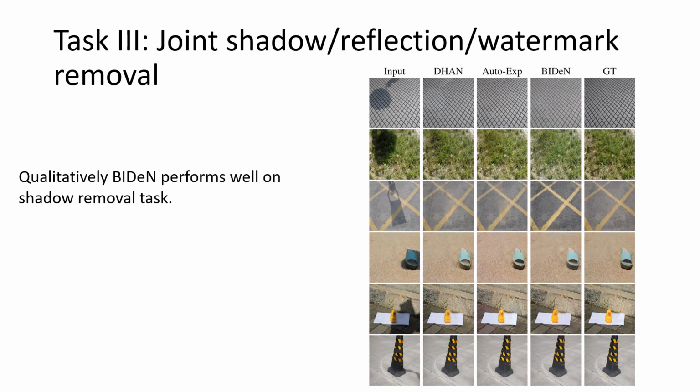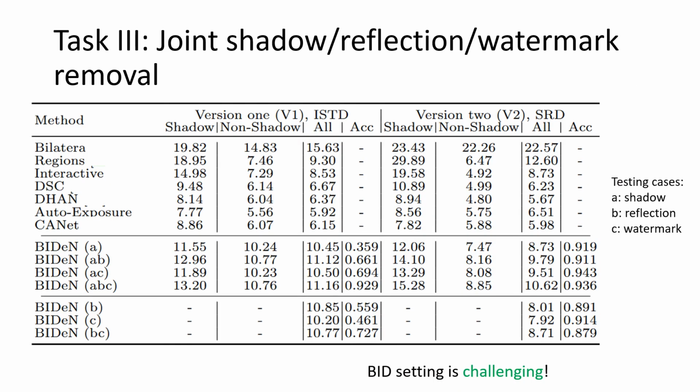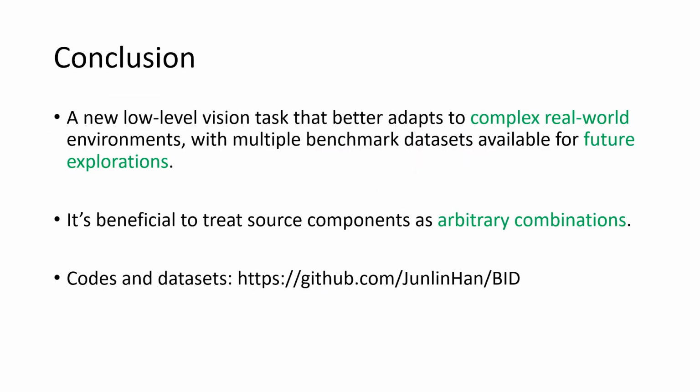Though not as good as strong baselines designed for shadow removal tasks, Biden still shows reasonable results. We compare Biden to other shadow removal baselines. Biden trained under the BID setting showed lower results than those shadow removal baselines, which suggests the BID setting can be very challenging. In conclusion, we propose a new task that better adapts to complex real-world environments.